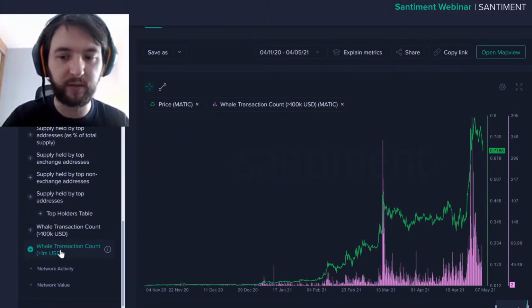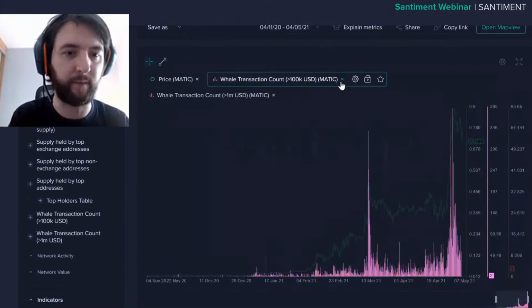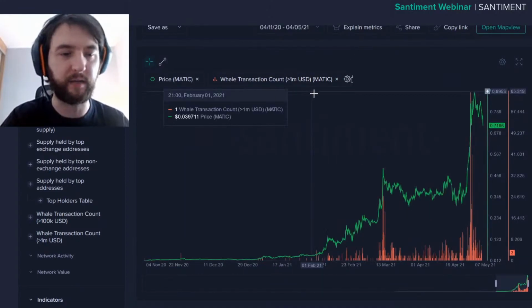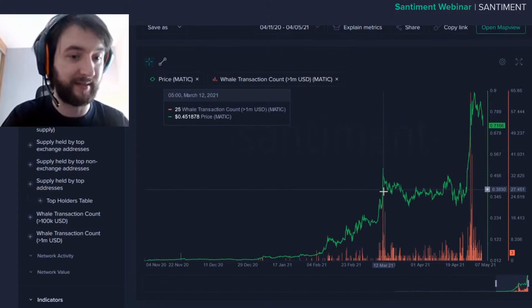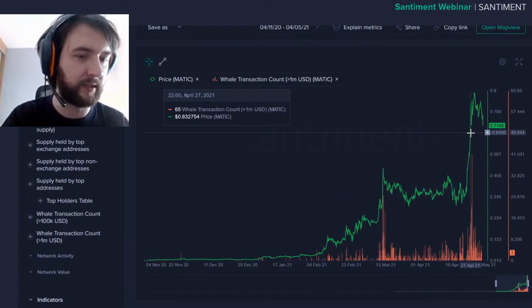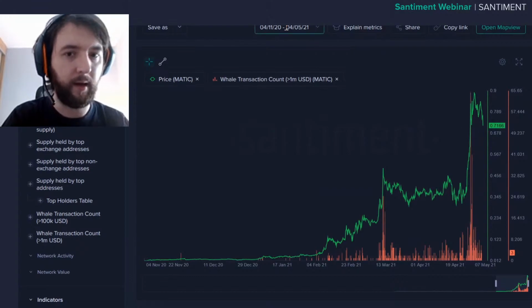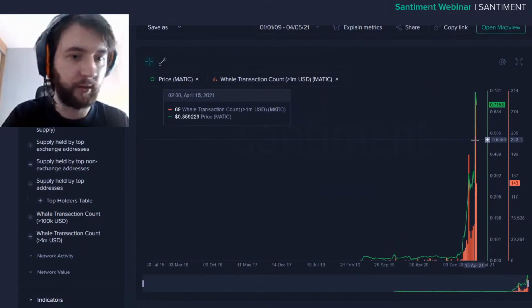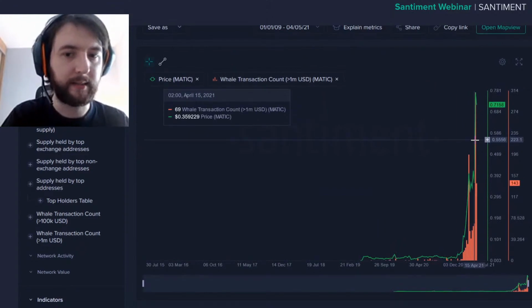And you can also see, even though Matic is a mid-cap coin, even when it comes to whale transfers of 1 million and above, you can see a similar trend. There's fewer of them, so 25 here, and then around 65. I think this is probably an all-time high for Matic whale transactions. Let's see. Yeah, for sure.